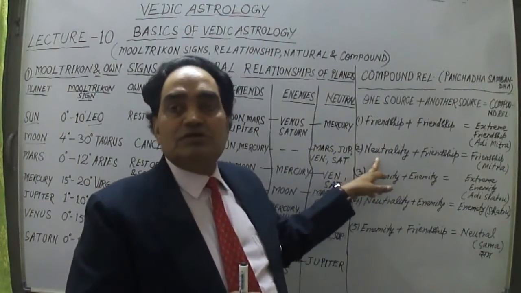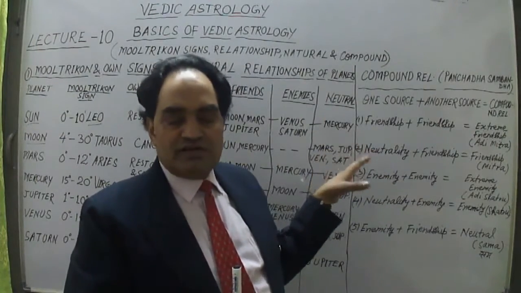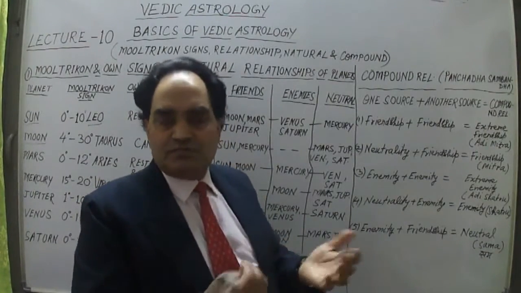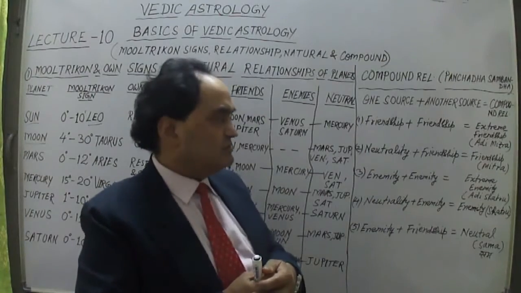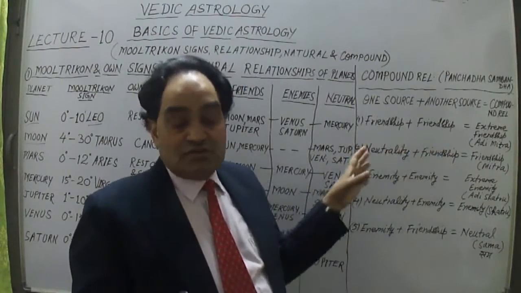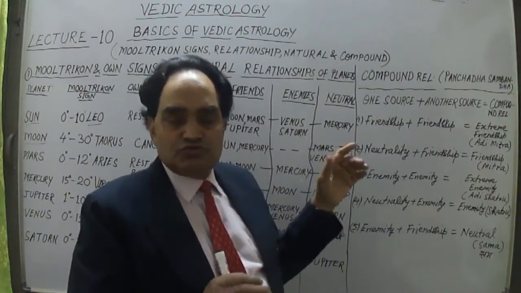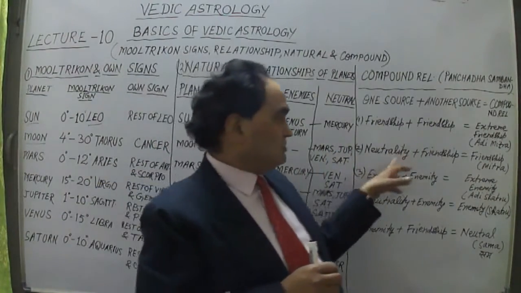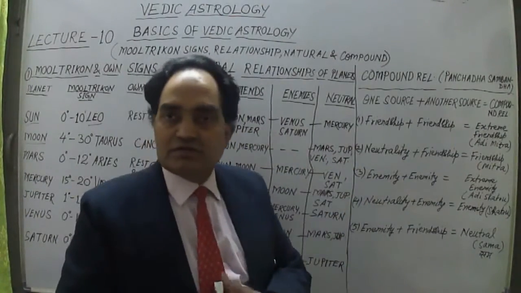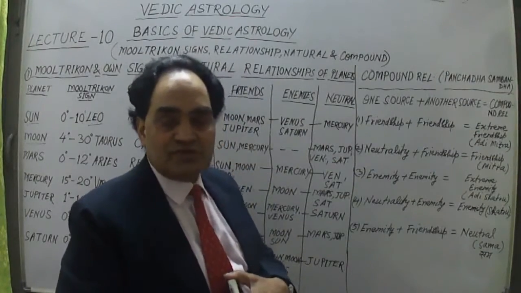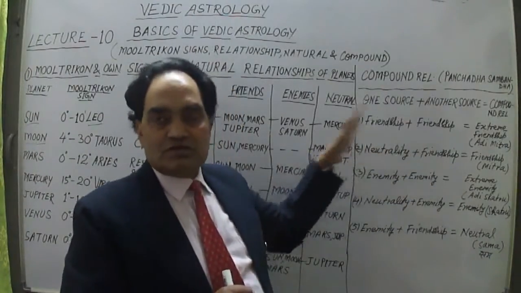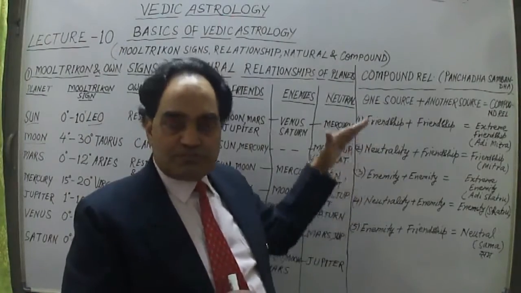Second point, neutrality. Suppose one planet is neutral and the other is a friend. What kind of relationship is this? This is simple friendship, known as Mitra. If one is neutral and the other is a friend, the two planets will be friends. Neutrality doesn't affect the friendship. Neutrality plus friendship equals friendship only. They are simply Mitra. This is the second type of relationship.